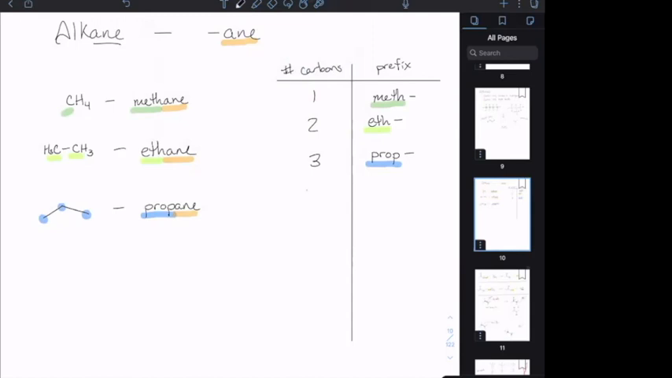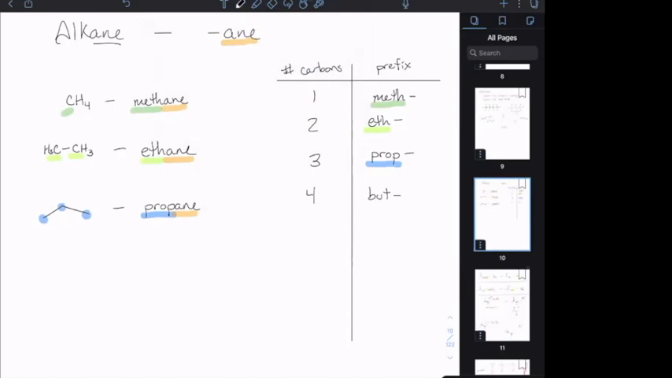Four carbons is bute, as in butane. That's also a common source of fuel. For those cooks out there, the blowtorch that you use for creme brulee would be a butane torch. So that has a four-carbon alkane in there.